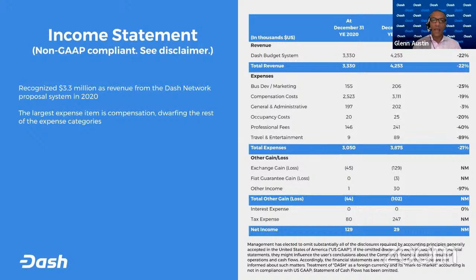of roughly $80,000. And as mentioned on previous quarterly calls, our net payments to federal and state governments has been less than 2% of the total revenue we receive from the Dash network. So that really demonstrates how efficiently we've been managing our financials and that we do have an efficient tax structure. As I mentioned, net income was $129,000 in 2020.